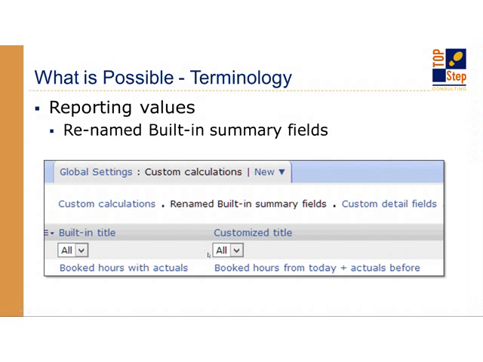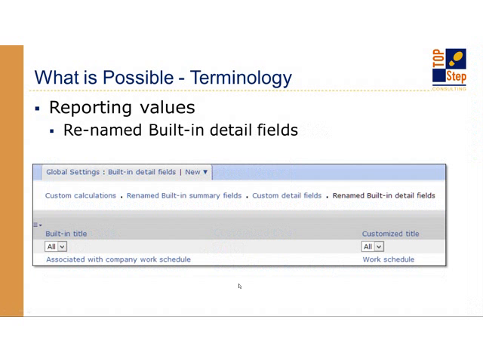You can also rename built-in detail fields. So the example I'm showing here is when you run a report, either a detail report or a detail field in a summary report, there's a value for users called associated with company work schedule. That's kind of a long way of saying work schedule. So you can rename it. You just create a new rename built-in detail field. Once you get in here and start looking around at what's possible, it's pretty easy, but it's commonly overlooked, and I really like it to clean up reports. So take a look at that.